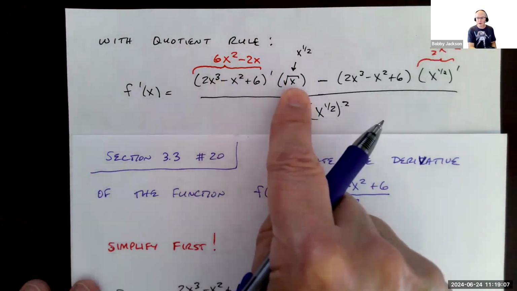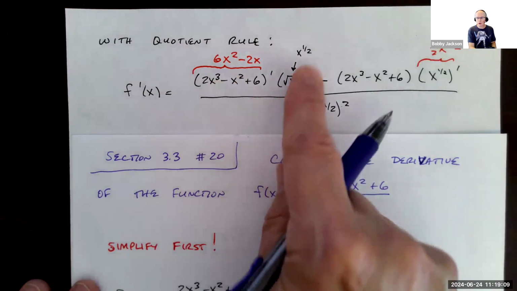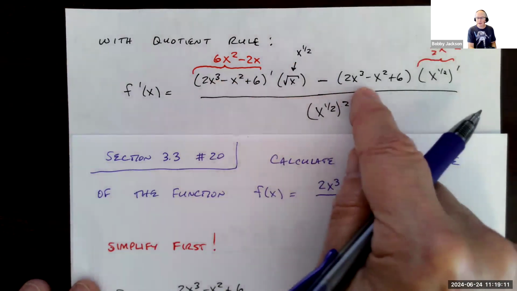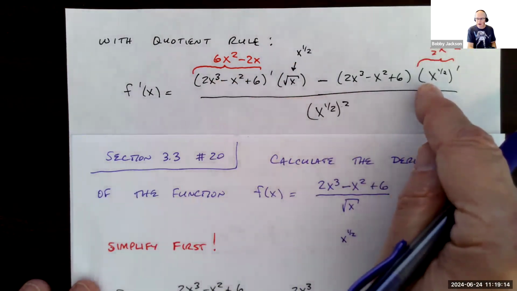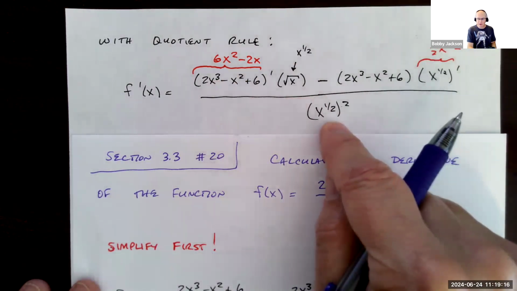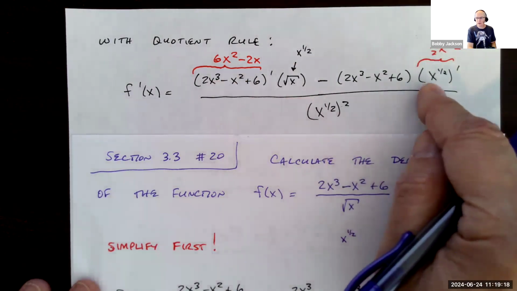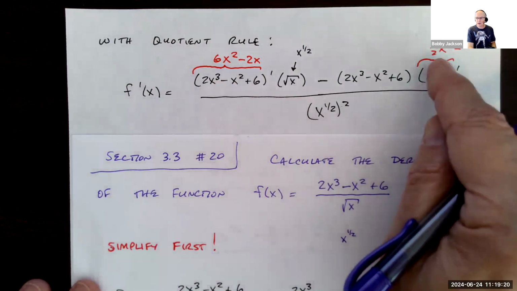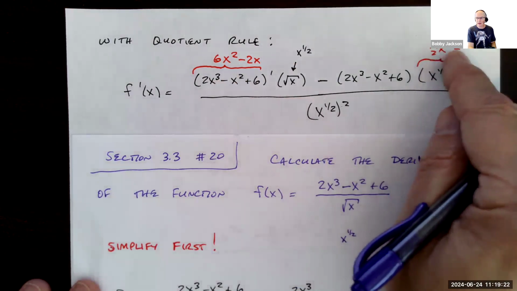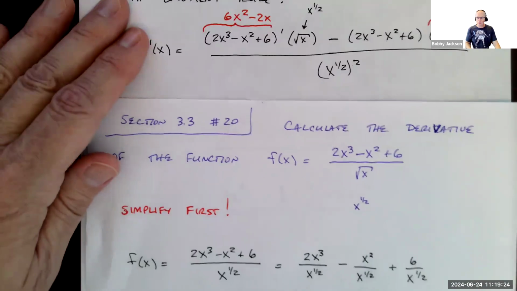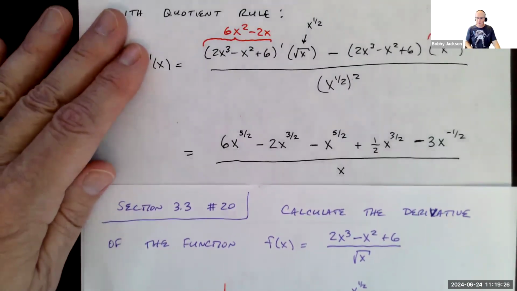Times the bottom function, which is the square root of x, or x to the 1/2, minus the top function times the derivative of the bottom function, all over the bottom function squared. Now, what's the derivative of the bottom function? Power rule. Bring the 1/2 down, x to the negative 1/2. So what do we have now? We do a little simplifying. Let's just go to the bottom.